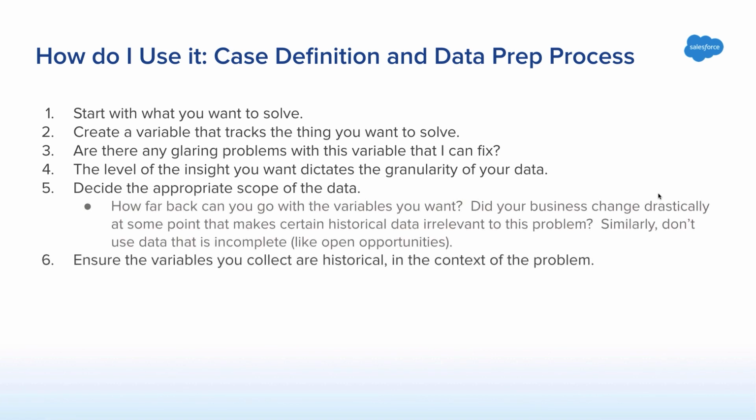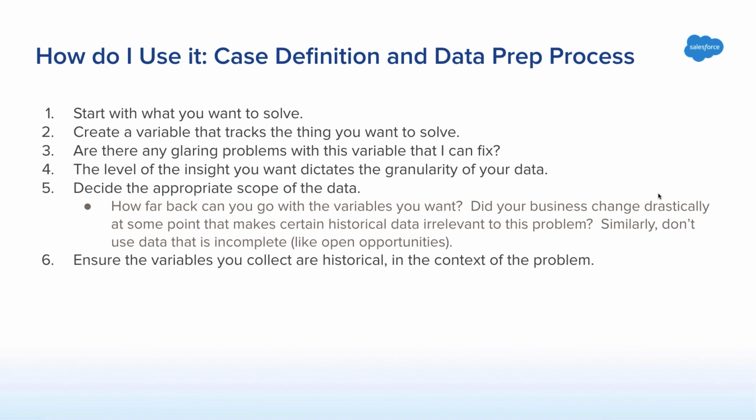And the variables that you're including in that story or model, do they make sense? Are they historical? Meaning, if you have a variable that is input or being populated after the event happens, that might not be helpful for the model.